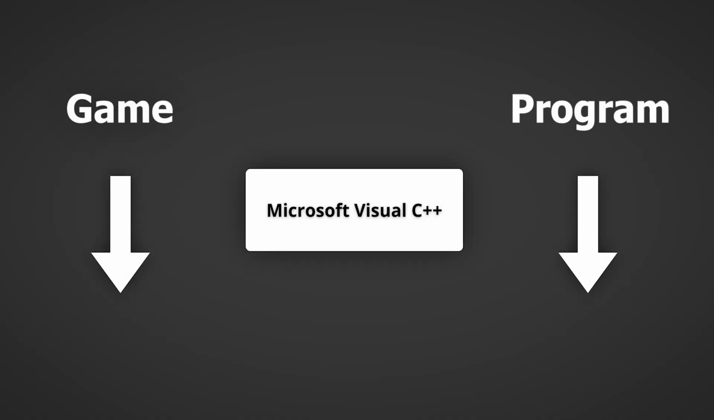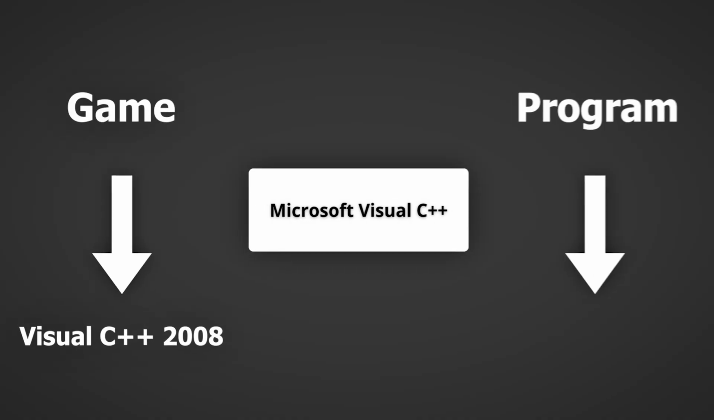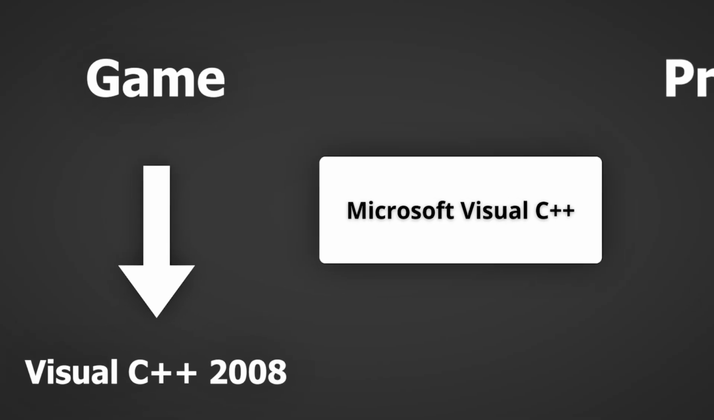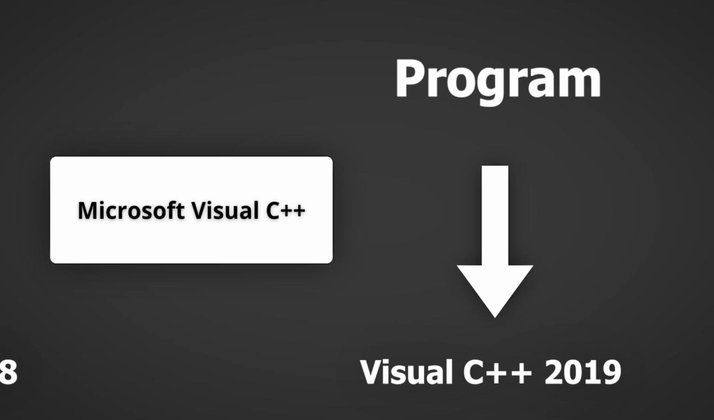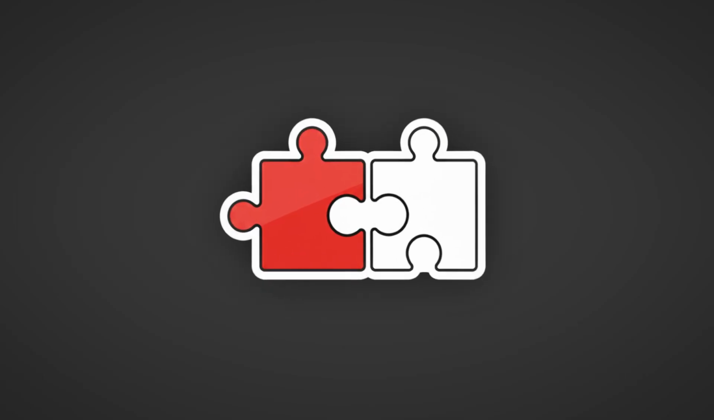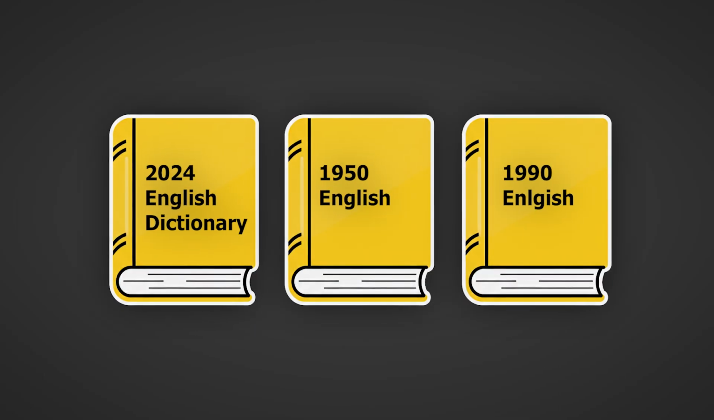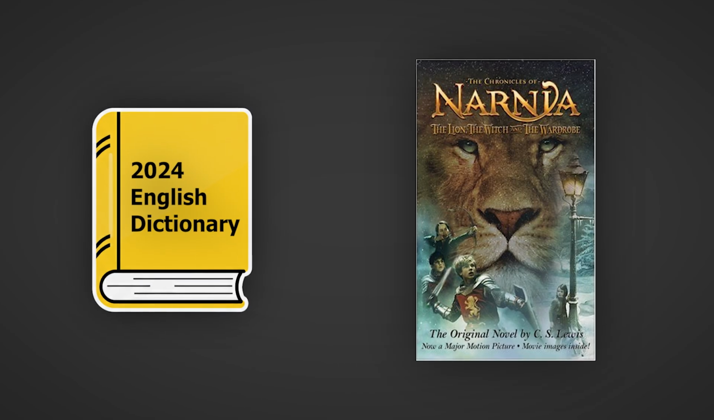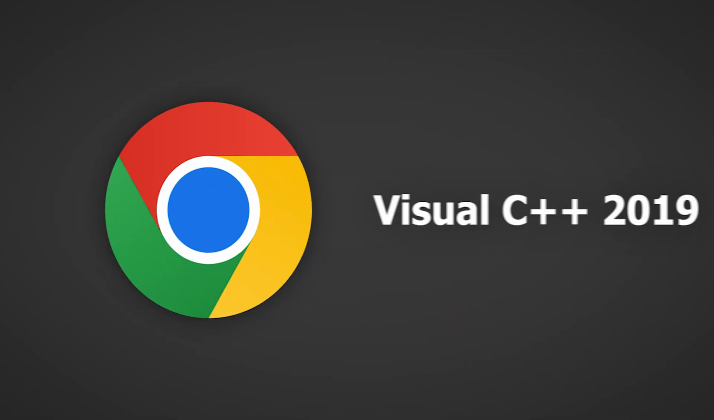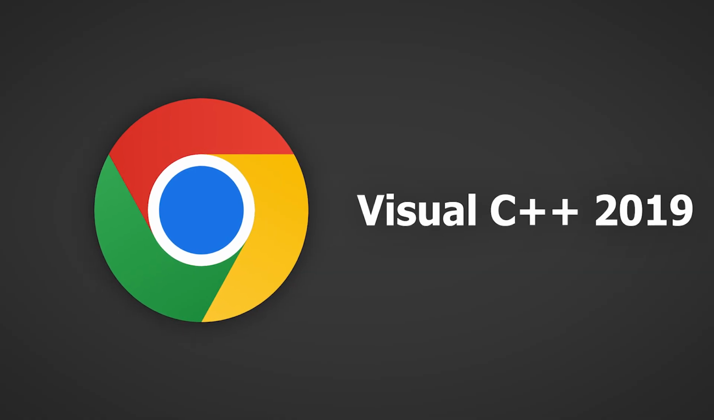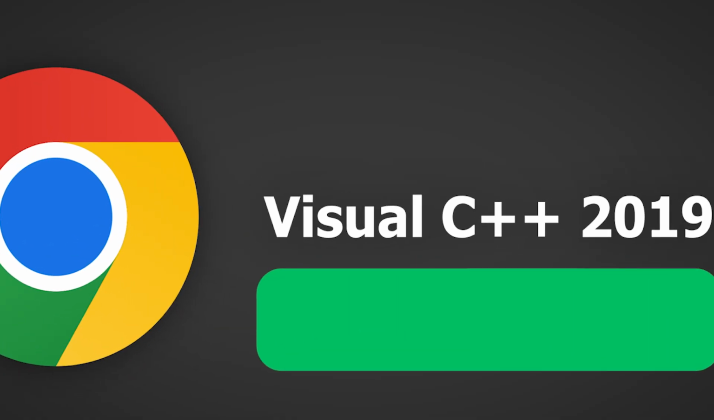But here's the catch. Different programs were built with different versions of this toolkit. A game from 2010 might need Visual C++ 2008. A program from 2020 needs Visual C++ 2019. And they're not interchangeable. It's like having books written in different editions of English. You can't just use the 2024 dictionary to read a book from 1950. Some words have different meanings. Some don't exist yet. So when you install a program that needs a specific Visual C++ version, it installs that version, and it stays there.